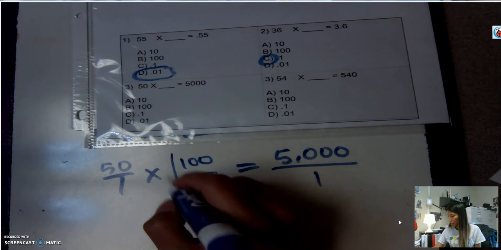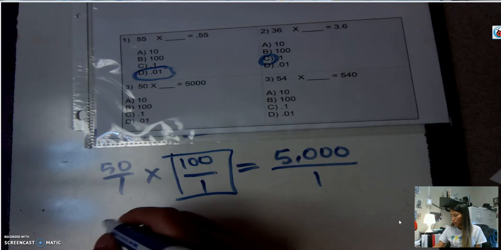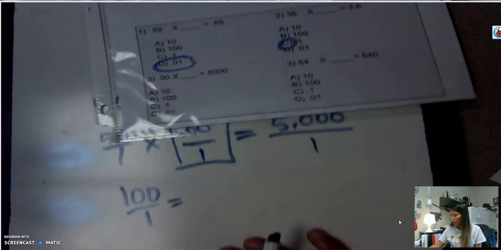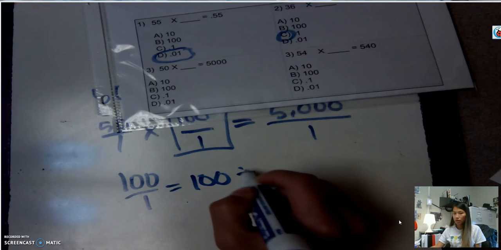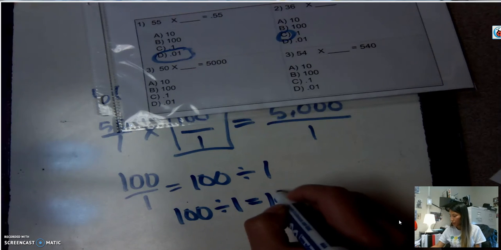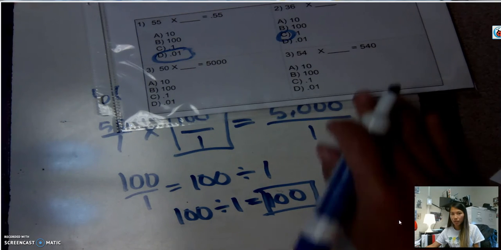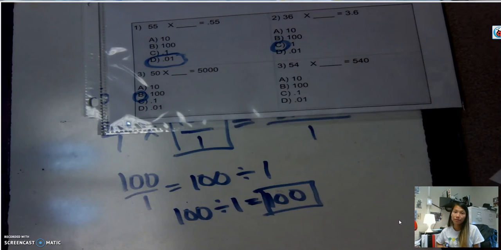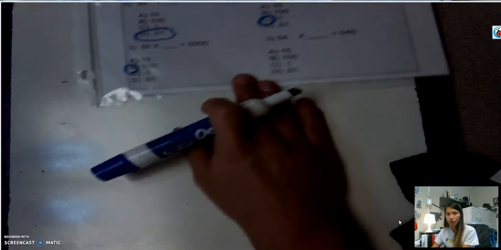So your answer is 100 over 1. Well, 100 over 1 can be thought about as 100 divided by 1. And I know 100 divided by 1 will give me 100. So your answer would be 100. So 50 times 100 will give you 5,000. And we can always check our work by doing 50 times 100.